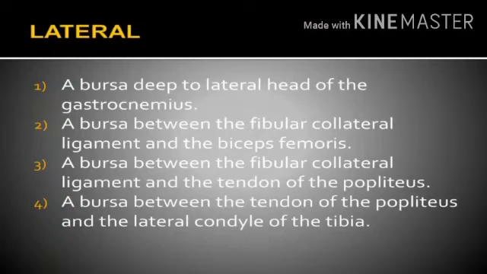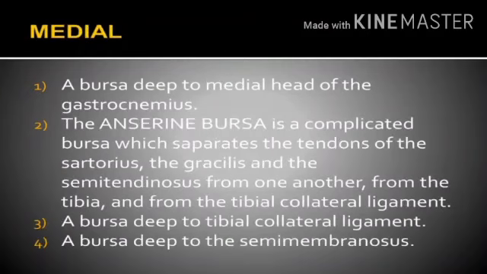Now come to the lateral bursae. A bursa deep to the lateral head of the gastrocnemius muscle. A bursa that is present between the FCL and biceps femoris, and between the FCL and the tendon of the popliteus muscle. There are only two muscles present laterally: the popliteus muscle and biceps femoris. Bursa between the tendon of the popliteus and the lateral condyle of the tibia.